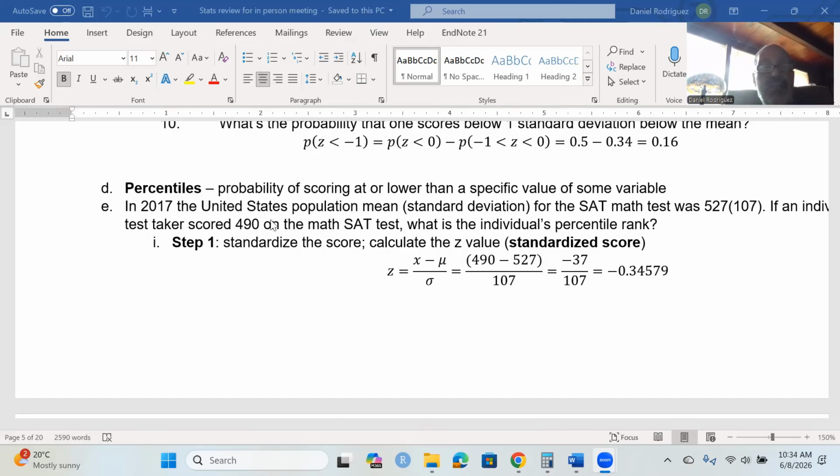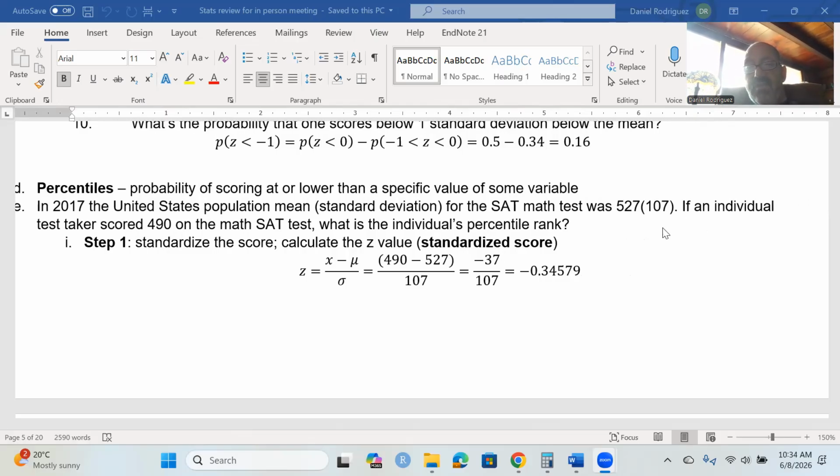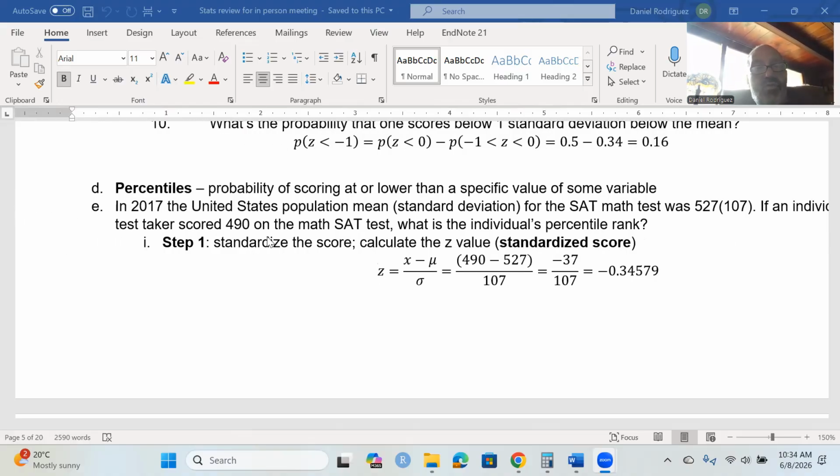So, for instance, here, probability of scoring at or above, oh, sorry. In 2017, the United States population mean and standard deviation, in parentheses, for the SAT math test was 527 (107 standard deviation). If an individual scored 490 on the math SAT, what's the individual's percentile rank? Same as the score here. So what I do is I convert it to the standard normal value, right?